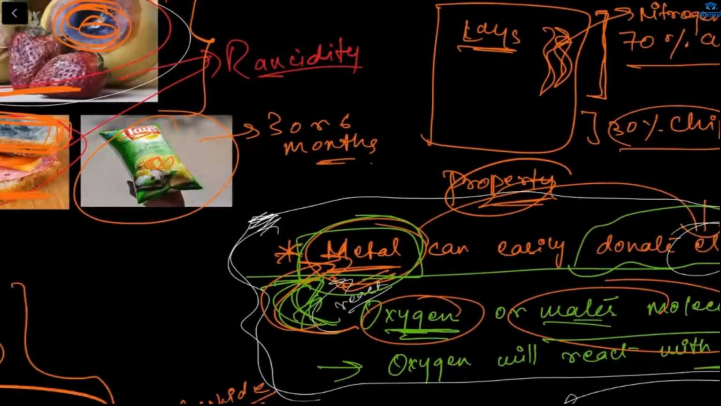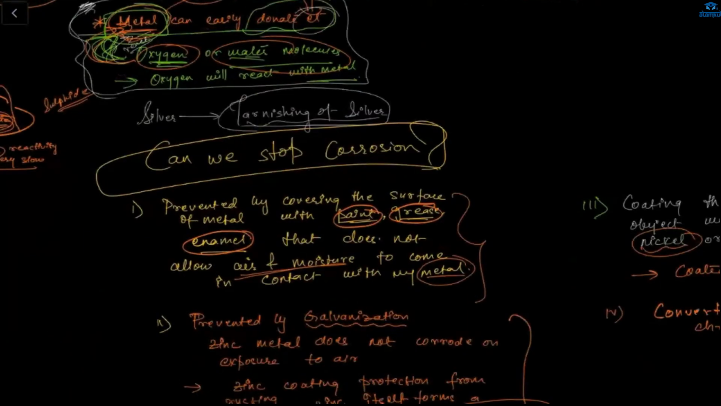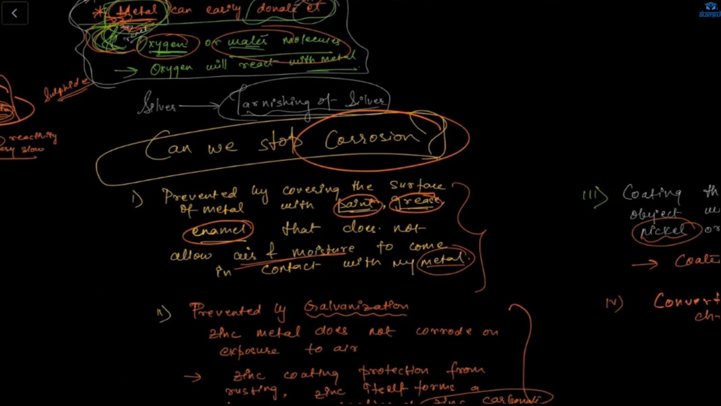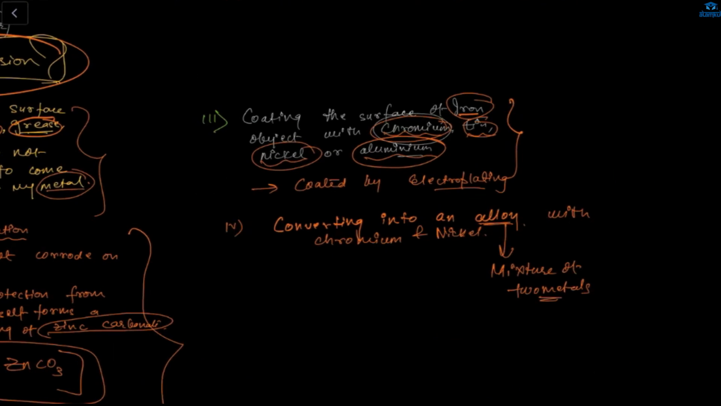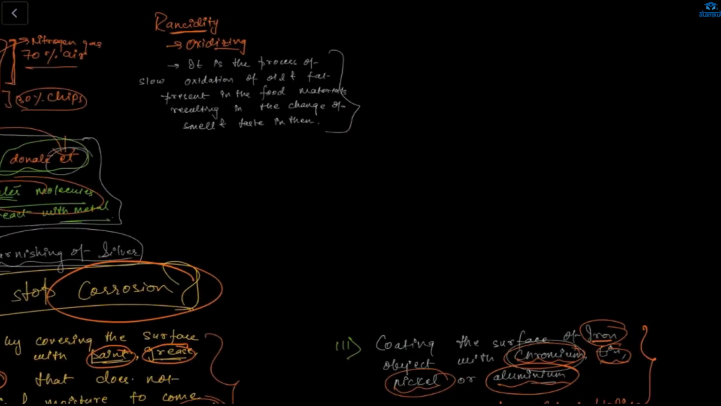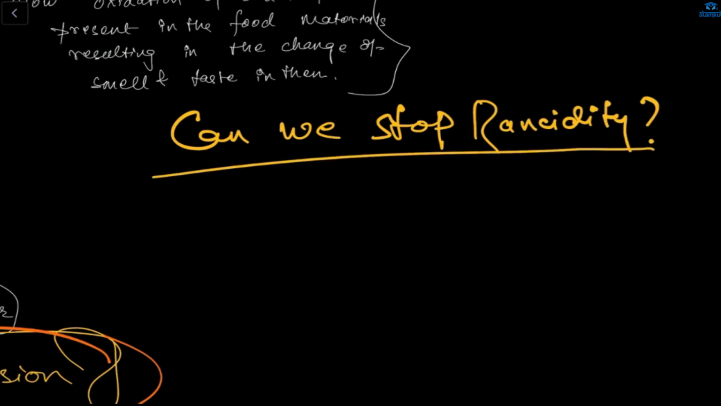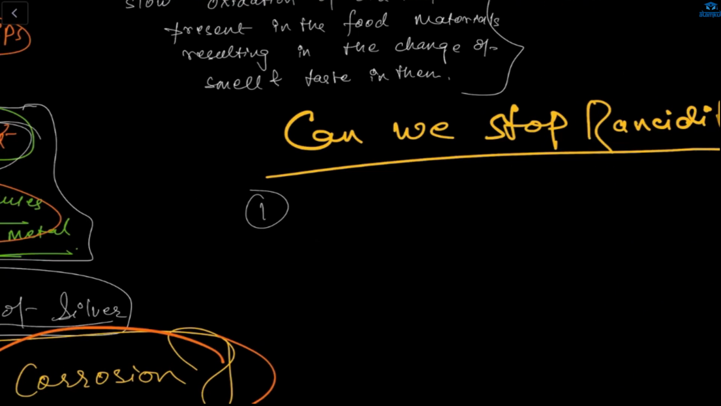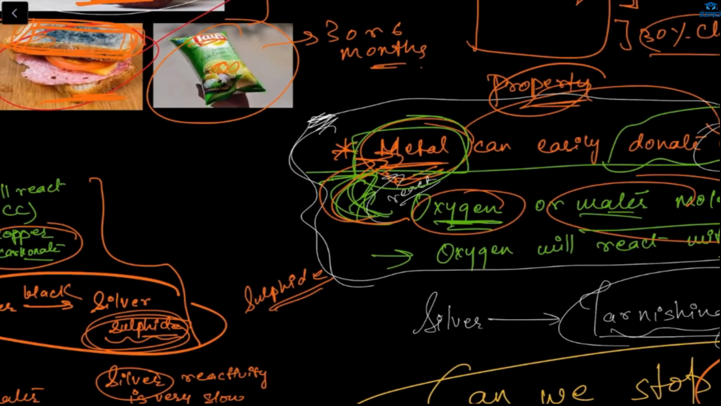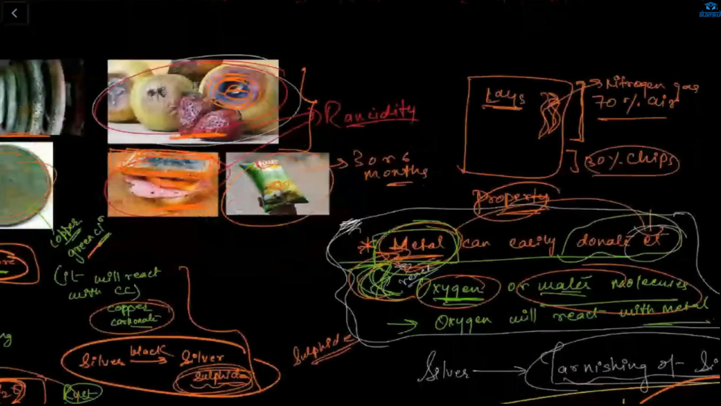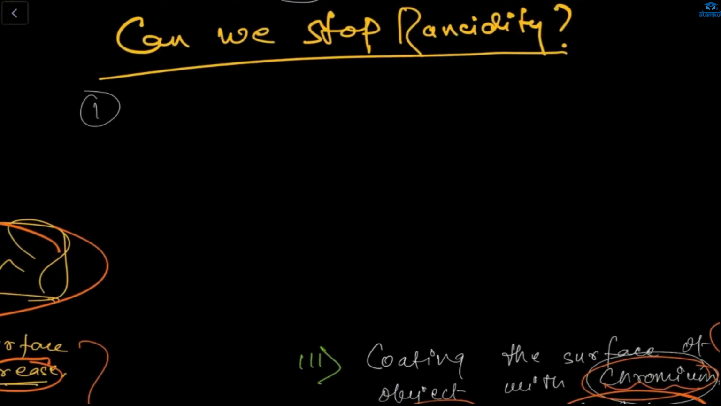So can we stop rancidity? Like here, can we stop corrosion? Yes, there are 4 ways to stop corrosion. So can we stop rancidity also? Yes, we can stop rancidity. How? By keeping food materials in an airtight container. See, here is my chips, very airtightly packed. So if we keep our food in a very airtight container, then we can stop the rancidity.